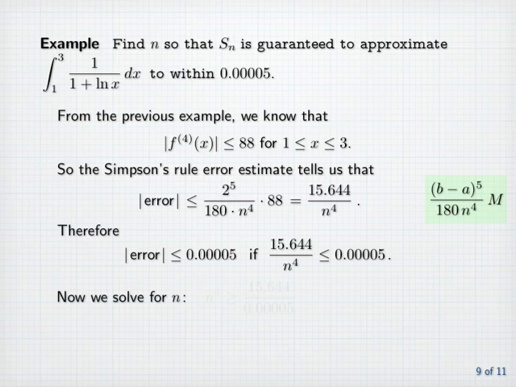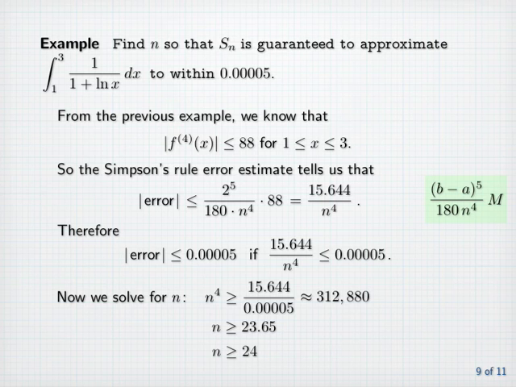We multiply through by n to the fourth and divide by 5 times 10 to the minus 5, and we get n to the fourth greater than or equal to 312,880, roughly. Now we take the fourth root of both sides, and we obtain n greater than or equal to 23.65. And finally, we choose n to be the first even number greater than or equal to 23.65, which is 24. So we now know that S sub 24 will estimate our integral to within 5 times 10 to the minus 5.